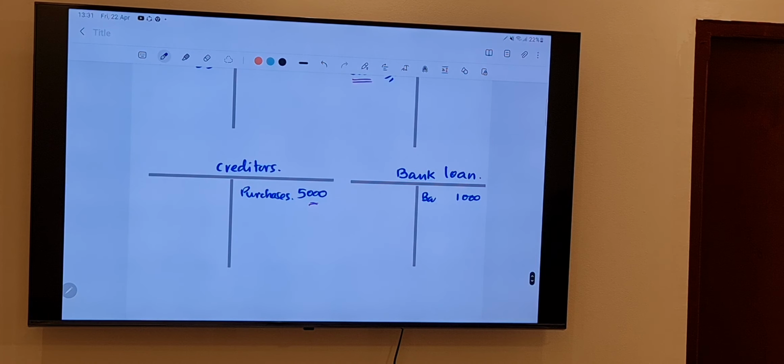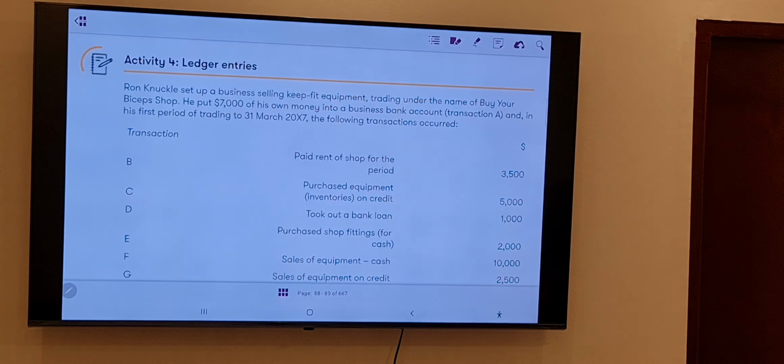Bank. Mr. Dawood, understood? Yes, sir. Clear? So, next one.